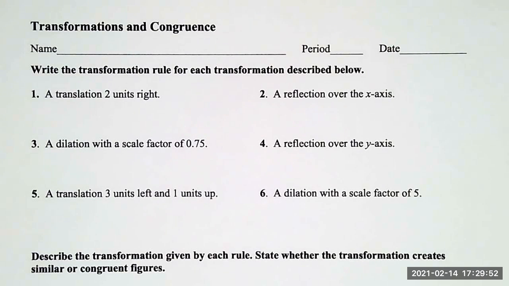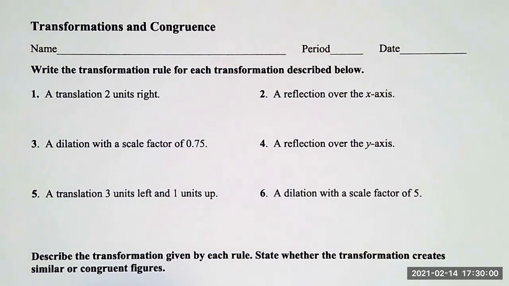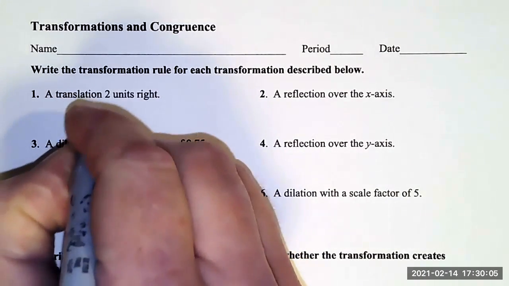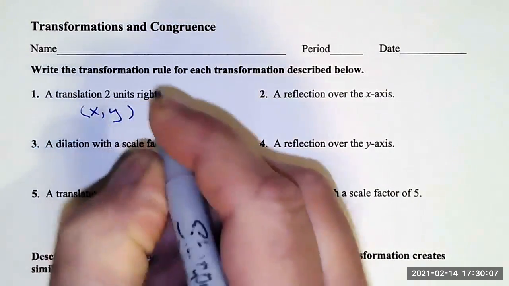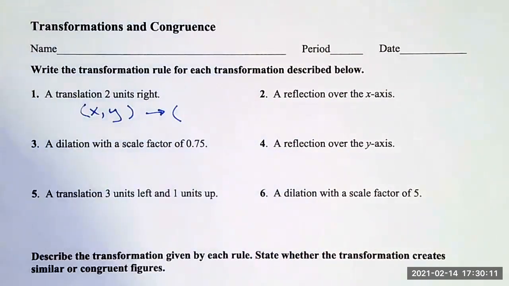Target 1B says that you need to be able to write a transformation rule for each of the transformations. You can expect to see questions like this on the assessment. So the rules always start with an XY component going to whatever the transformation dictates.